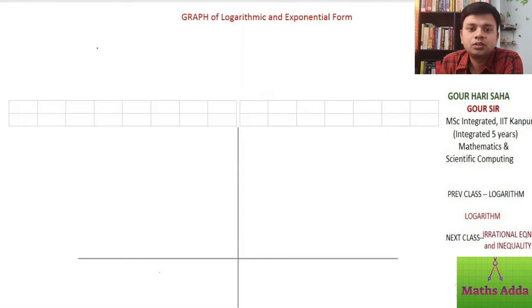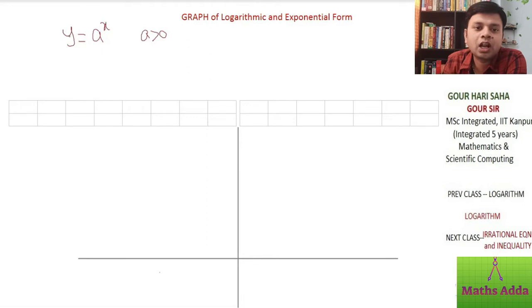First we will plot exponential form, that is y is equal to a to the power x, and we know a is greater than 0, because we know exponential form is defined when the base is positive. If I want to plot the graph of y is equal to a to the power x, unless I know this a, I cannot plot the graph of this one. So for reference I will be taking a is equal to 2. So y is equal to 2 to the power x.